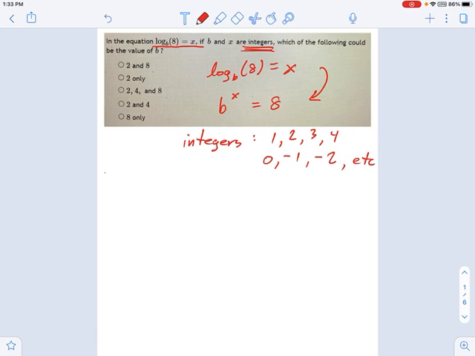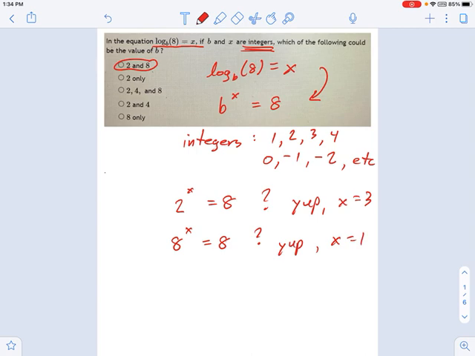So try this out. First of all, which of the following? You know what? It's easier to just explain this by doing an example. Which of these could be a value of b? Let's try this one. Okay, 2 to the x equals 8. Yeah, that works. x equals 3. Okay, how about 8 to the x equals 8? Does that work? Yeah, well, x is 1 in that case.